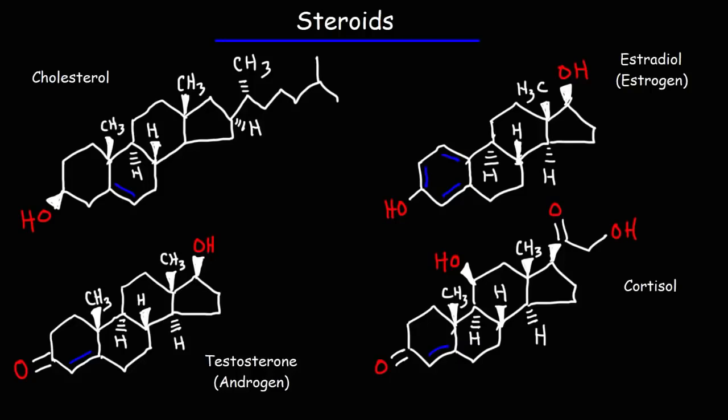Now the next category of lipids that we're going to talk about are steroids. Steroids contain 4 fused rings, as you can see in the examples listed on the screen. Now, the first one that we're going to talk about is cholesterol. Cholesterol is used to maintain the fluidity of the cell membrane. On the upper right, we have estradiol, which is a type of estrogen, the primary female sex hormone. On the bottom left, we have testosterone, which is an androgen, and that is the primary male sex hormone.